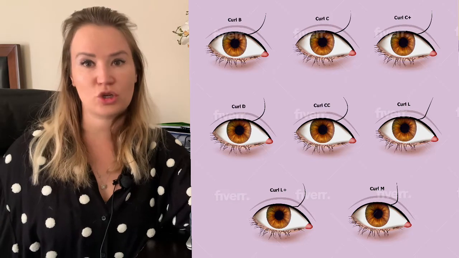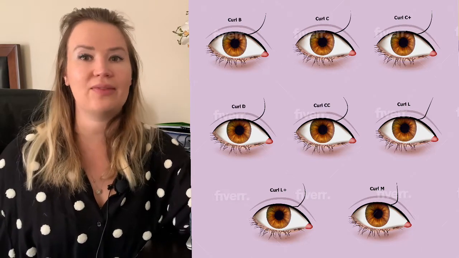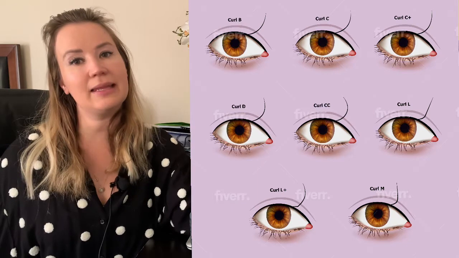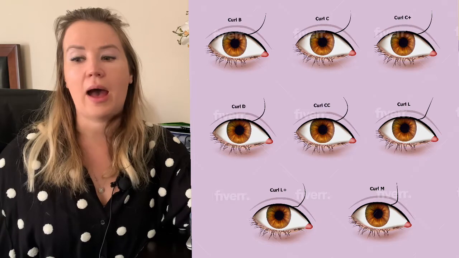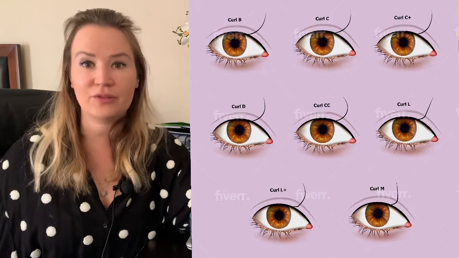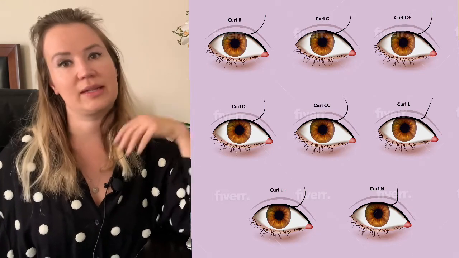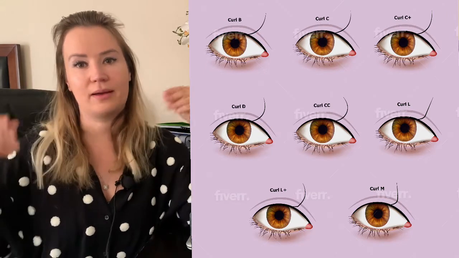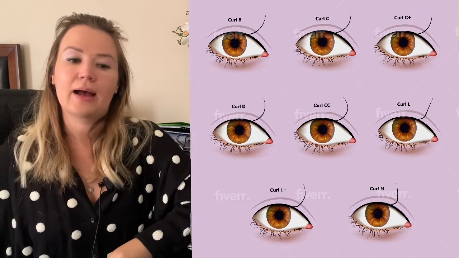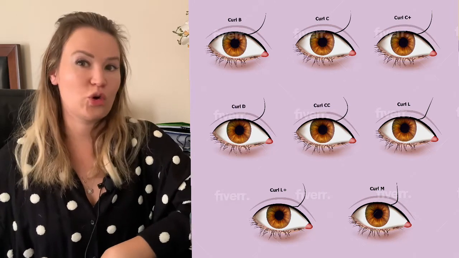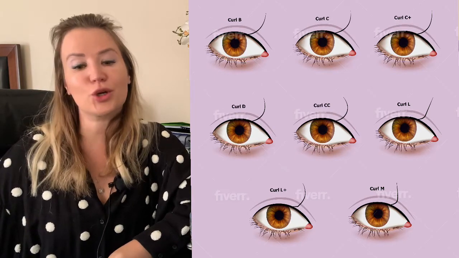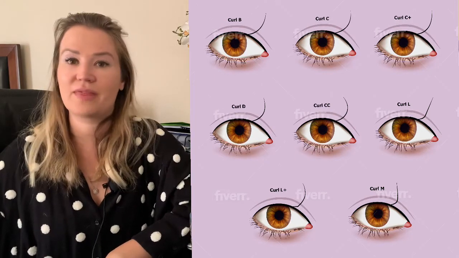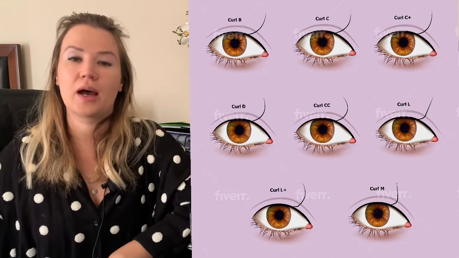Now the L plus curl is a mix between the L and the D curl. It has a slightly more curved angle at the bend. However, it still has that nice lifting effect that the L curl has, so it's good for lifting up hooded eyes as well. The M curl is also one of the newer curls, and it comes from the same family as the L and L plus curls. It also has the same benefit of awesome retention and not as sharp of a bend as the L curl.